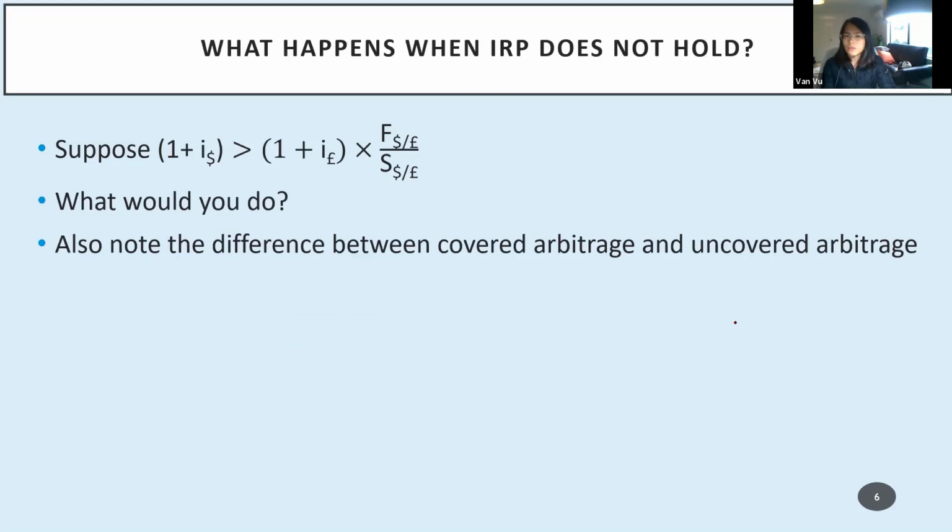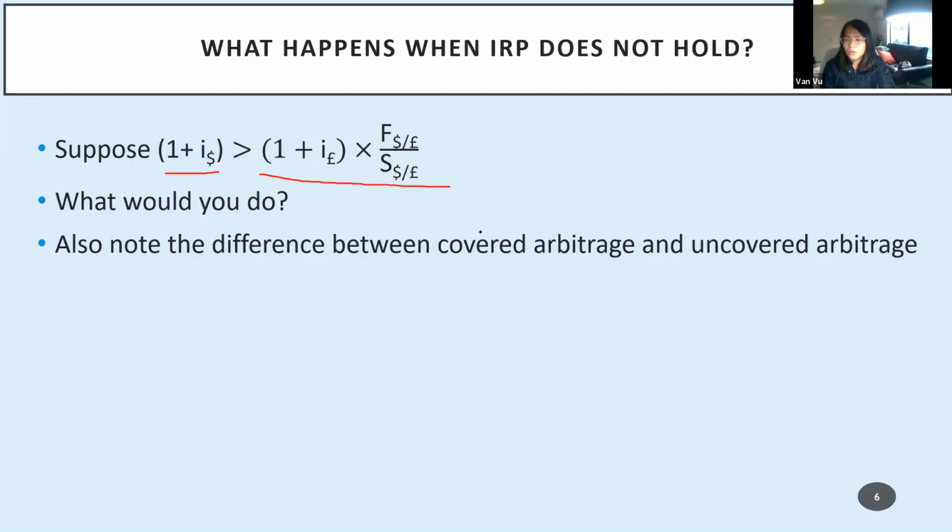We also talked about what happens when the IRP does not hold. In the tutorial today and yesterday, we have gone through problem 3. In that problem, we look at when there is a discrepancy, then people will arbitrage. And as people arbitrage away the mispricing, the IRP will go back to equilibrium.